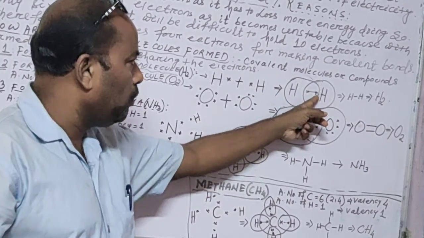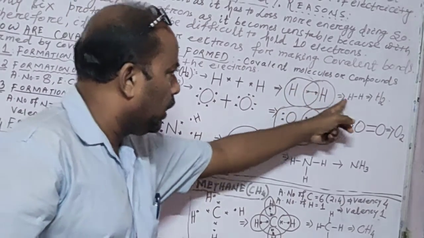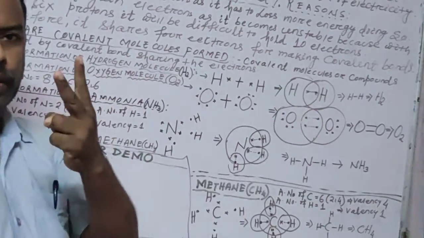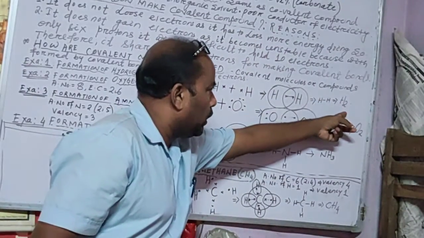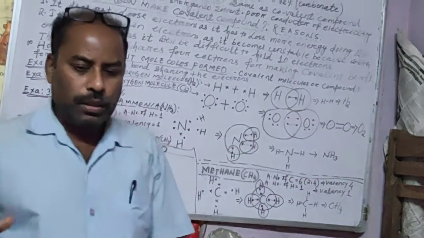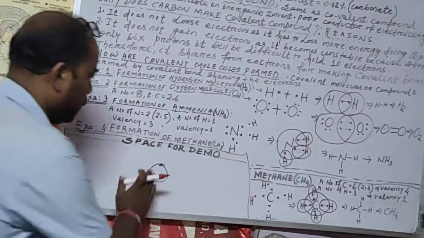So one bond is formed. H single bond H, H single bond H, and how many hydrogen are participating here? Two hydrogen. That's why H2 is written. So this H2 is known as the molecule. Are you clear? Let us say I am just giving a demo.